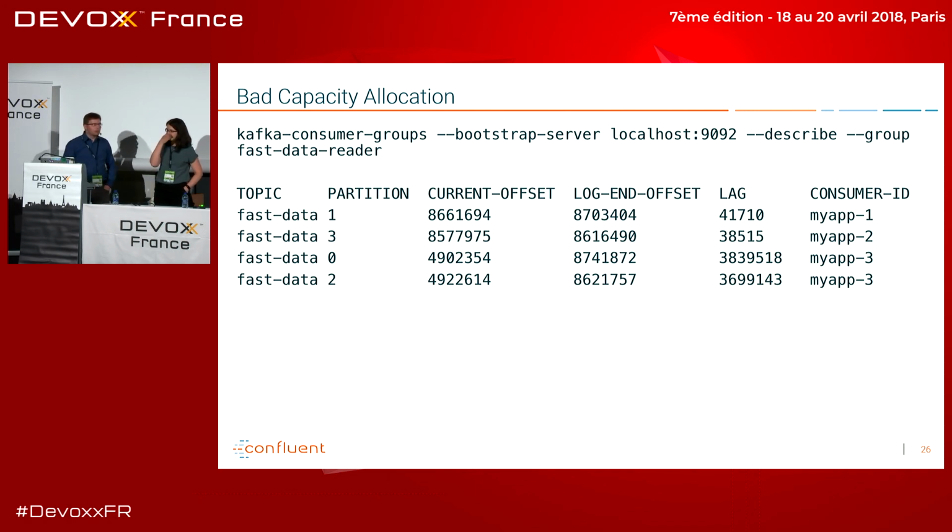So the first example I'm going to talk about is an app that we've been running in-house and trying to debug, to see what's going on. So the first thing you want to look at is the lag in your describe consumer group's output.